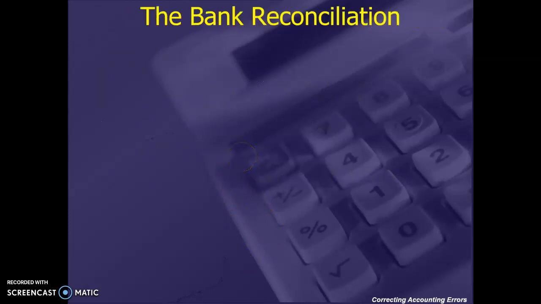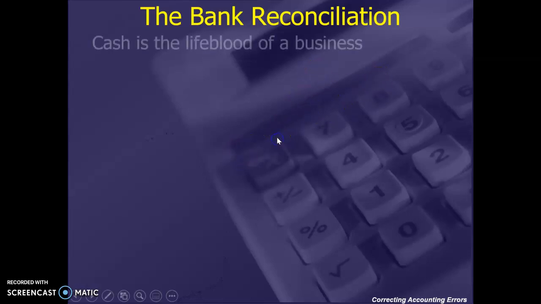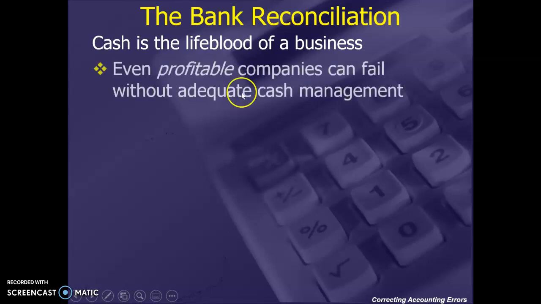So the one that we're going to focus on is the bank reconciliation, since that's what you're talking about now. And the reason we're talking about that one is because cash is the lifeblood of your business. That is the most important asset that you have. Even if a company is profitable, they're making money, but if they don't manage their cash, then they could still have problems.